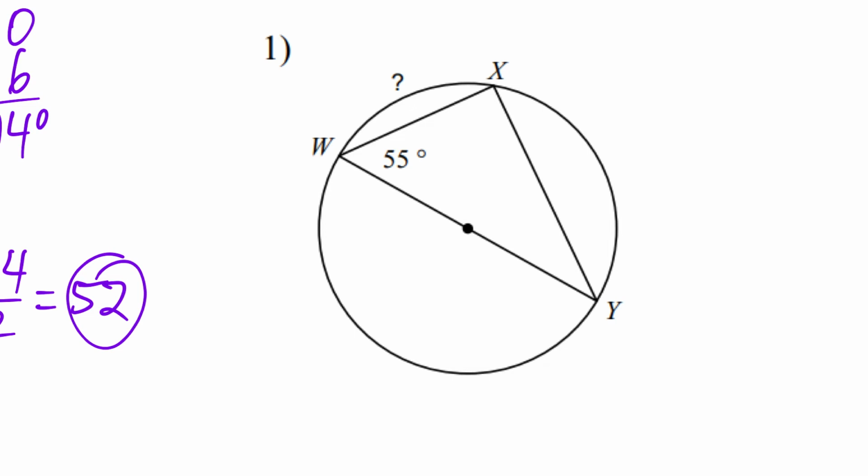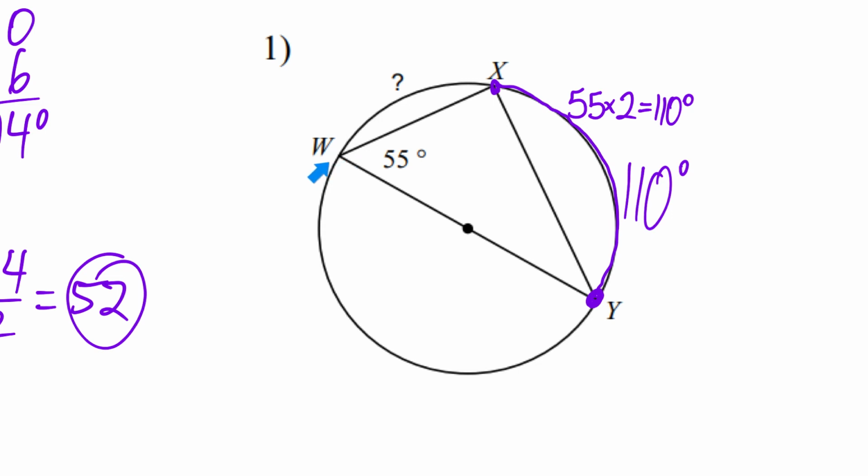So on this one, all right, let's find the measurement of this arc right here from X to Y. This angle is 55. So this arc is going to be double whatever this angle is. So what's 55 times 2? It's 110. So this arc right here is 110.